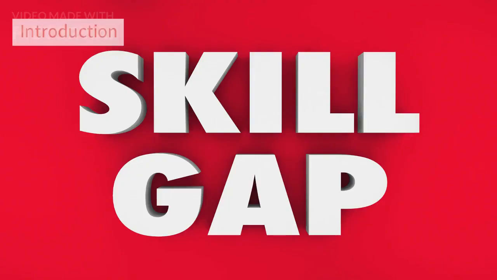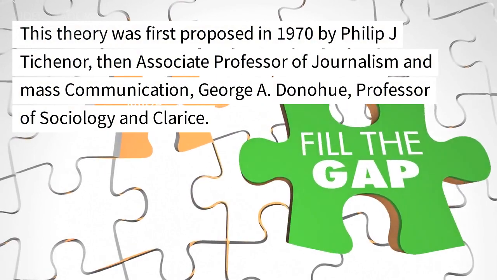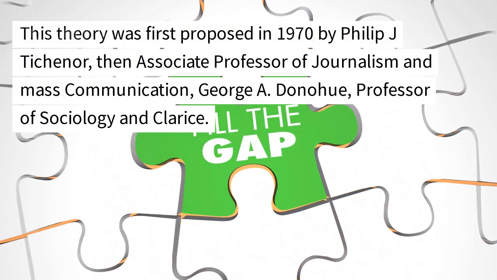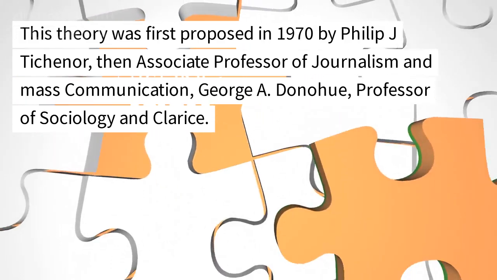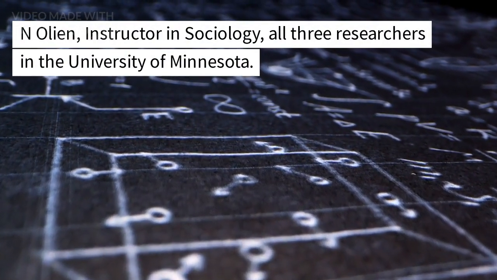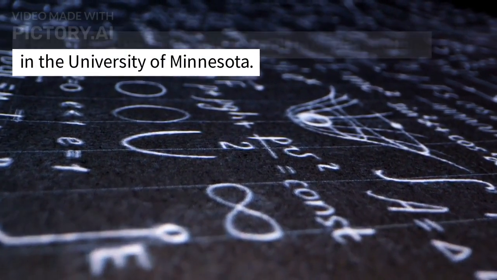Knowledge gap theory introduction. This theory was first proposed in 1970 by Philip J. Titchener, then Associate Professor of Journalism and Mass Communication, George A. Donoghue, Professor of Sociology, and Clarice N. Olian, Instructor in Sociology, all three researchers at the University of Minnesota.